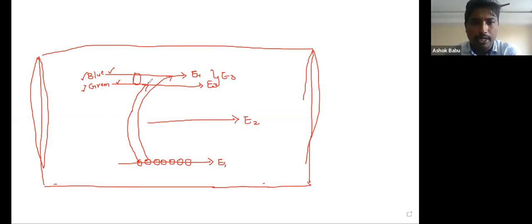After excitation, the particles in E3 and E4 interact with the lattice. When they interact with the lattice, they lose some energy and de-excite to the metastable state E2. This is a non-radiative transition. Due to the non-radiative transition, no energy is released, no photons are released in the de-excitation process. With the interaction with the crystal lattice, the particles lose some energy and de-excite to the metastable state.